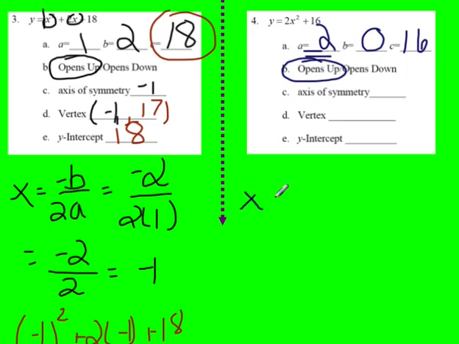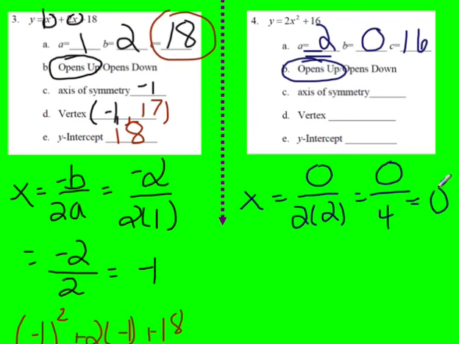To get your axis of symmetry, you want to do opposite of b over 2a. Well, there's no opposite of 0, so that's just really going to be 0 divided by 4. 0 divided by anything is just 0. So my axis of symmetry is 0. That also means that the x-coordinate of my vertex is 0.